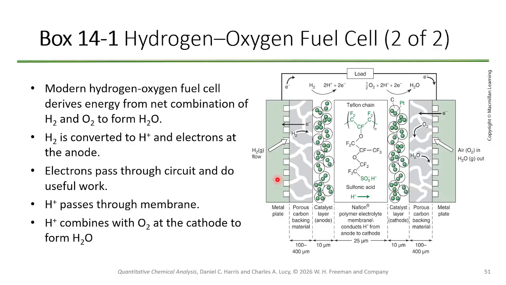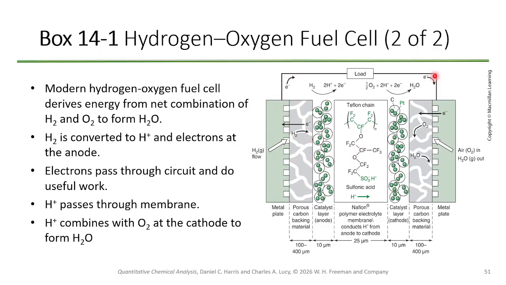Now, this right here is a hydrogen-oxygen fuel cell. You may have heard of these before. They are currently on the market, though I have not seen them in widespread use yet. There's some problems, especially on the production chain. There's some huge problems. So this is a modern hydrogen-oxygen fuel cell, and it's going to derive energy from a net combination of H2 and O2 to form water. This is why they're really popular. The H2 is going to be converted to H plus and electrons at the anode. And so you have electricity being produced right here, the electrons separating, and you have H plus being produced.